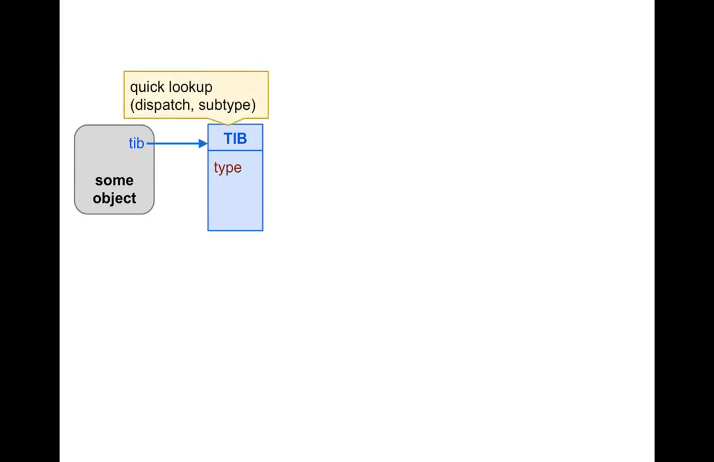This type information block is in a way a data structure that can be used quickly at runtime, for example, for virtual dispatch. So if you invoke a virtual method, the table of virtual methods is stored in the type information block. Or if you want to do a quick test of, is this object of type X or is a subtype of type X, the information needed to do the subtype tests is also stored in the tib.